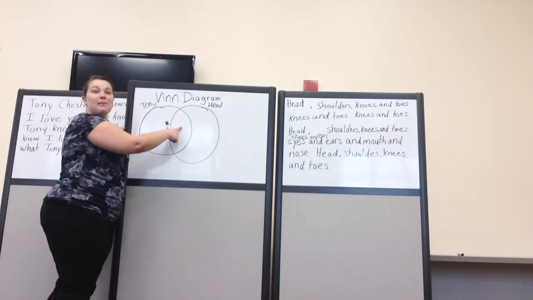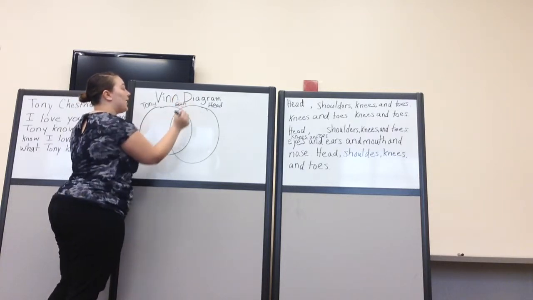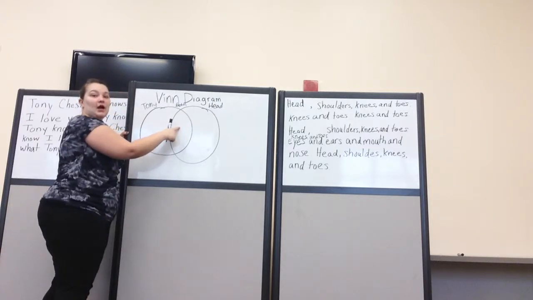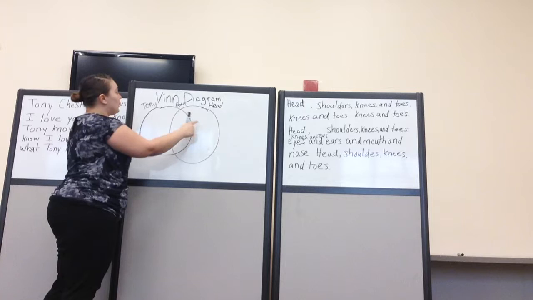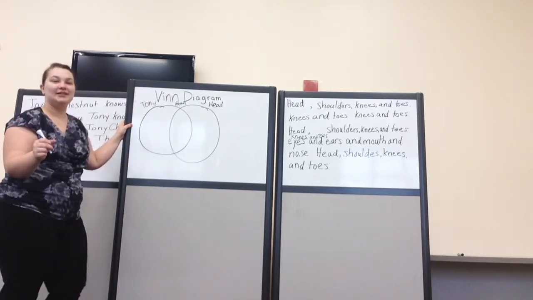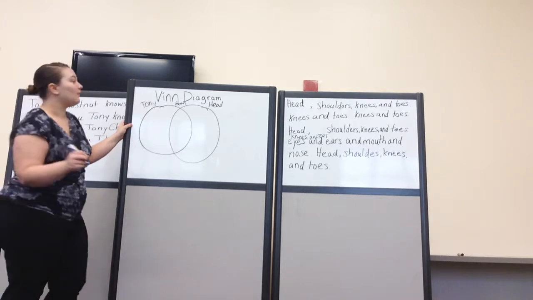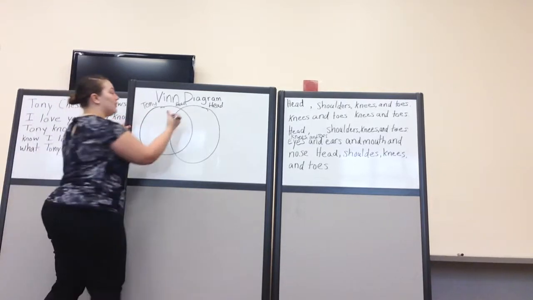Things that are going to be in both are going to be in the middle. So comparing is going to be both, and contrasting are going to be on the sides. Okay? So can somebody tell me, oh, Crystal. They both have head in it. They both have head. So which area would that go in? In the middle. In the middle. Okay, good job.